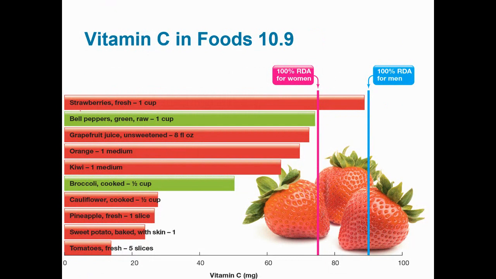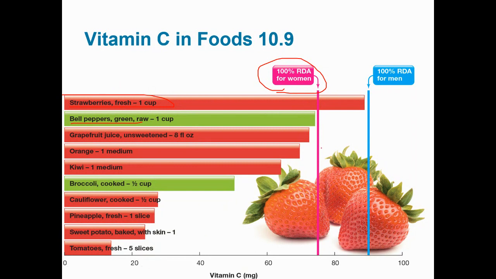So again, food sources of vitamin C. 1 cup of fresh strawberries would actually meet the RDA for females. Bell peppers are also a great source of vitamin C. Then you can see grapefruit, oranges, kiwi, broccoli, cauliflower, pineapple, sweet potato, tomatoes. So lots of different foods are good sources there. Apples actually also have a pretty good amount of vitamin C. They're not listed here.